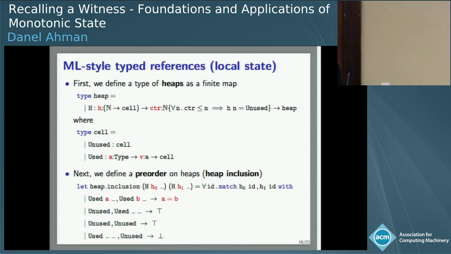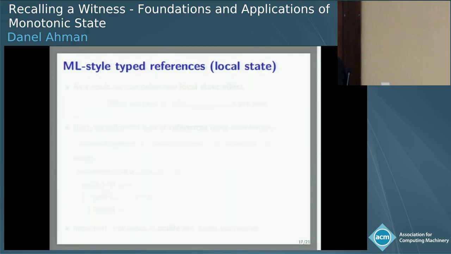And then the preorder is just heap inclusion written out in a pattern matching style. And crucially, when we are relating used memory cells, we don't allow strong updates. So the types have to be equal.